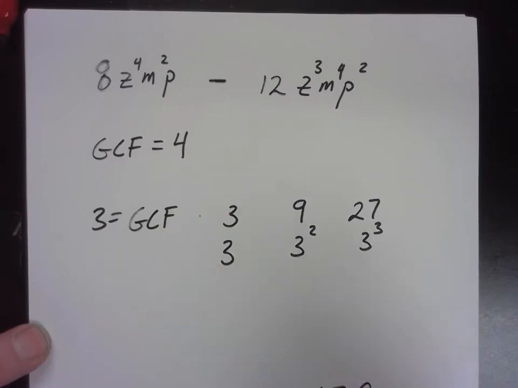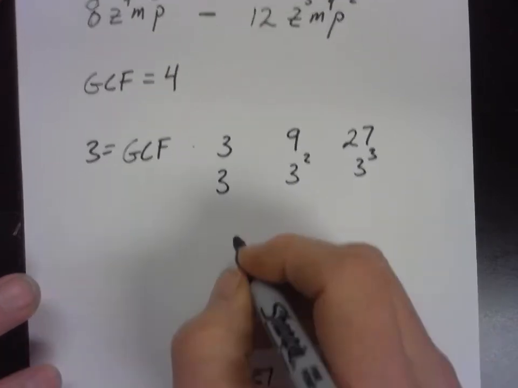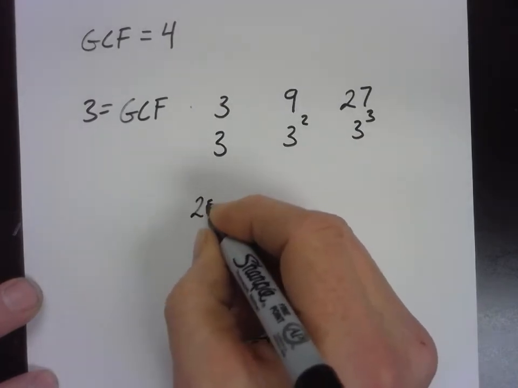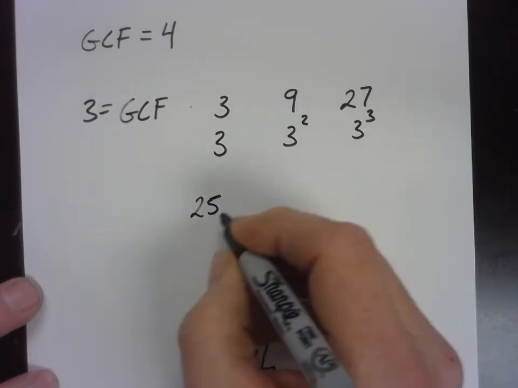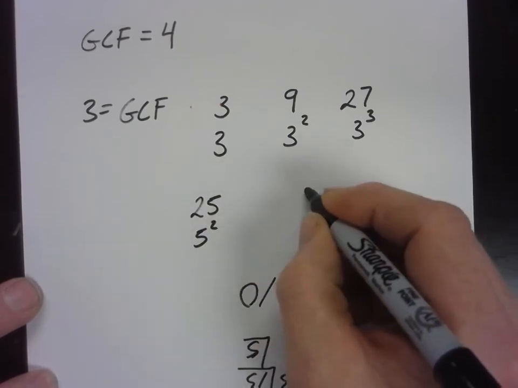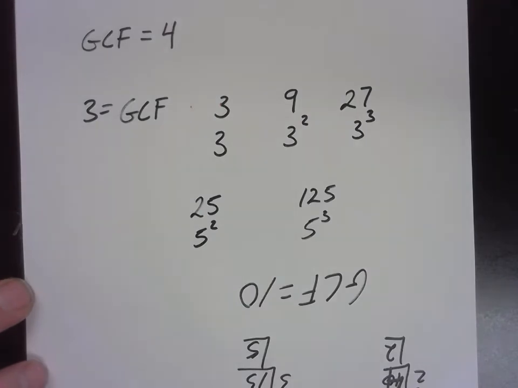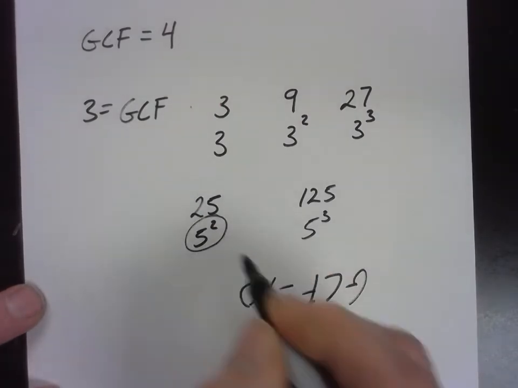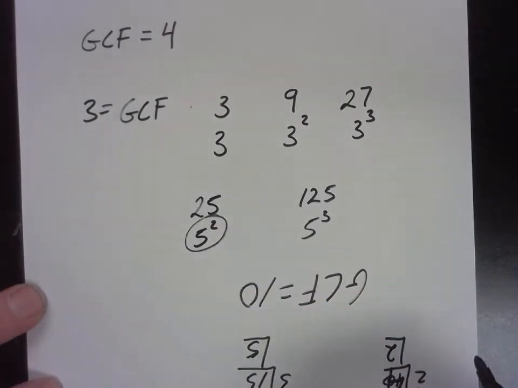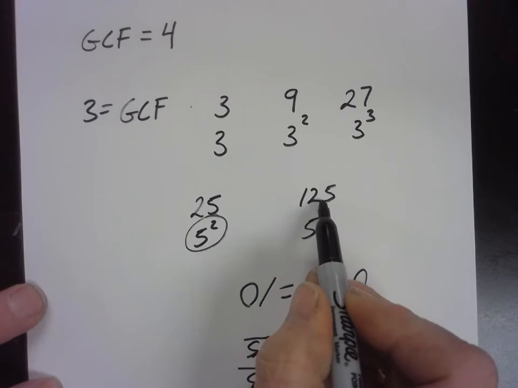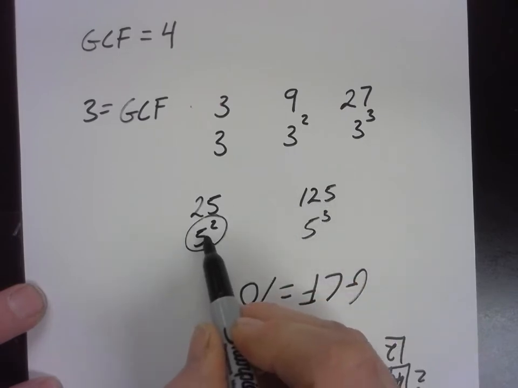So if I had, what's the greatest common factor of, say, 25, which is 5 squared, and 125, which is 5 to the 3rd power, what's the greatest common factor? 5 squared. What's the lowest exponent? 2, right? Won't 25 divide evenly into 125? Yeah? So there's your greatest common factor, 5 squared.